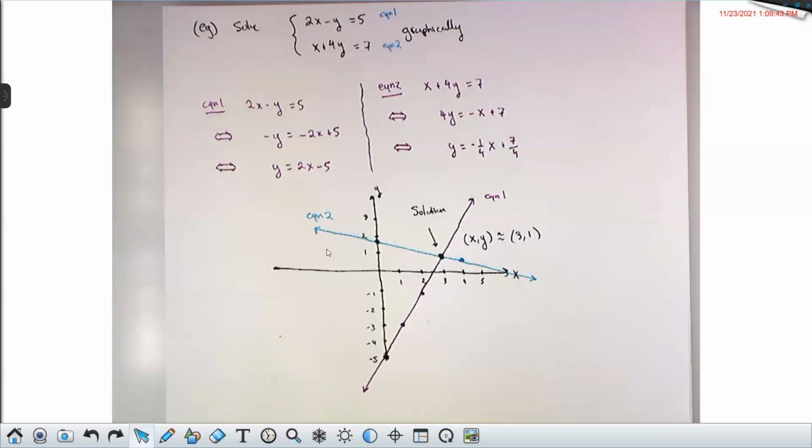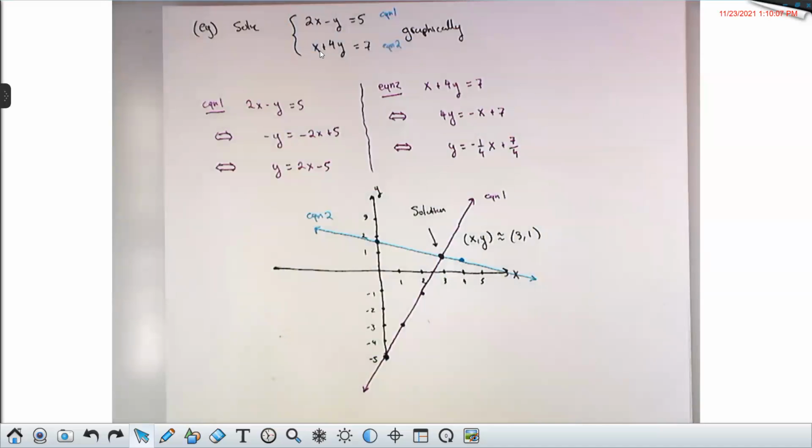Mostly the graphical method is helpful for building an intuitive understanding of what the solution to a system looks like, right? The solution to a system is the point where the graphs touch. If you take x equals 3 and y equals 1, you could plug those in and see if you get a true statement in both equations. That's what it means to say we solve both equations simultaneously.